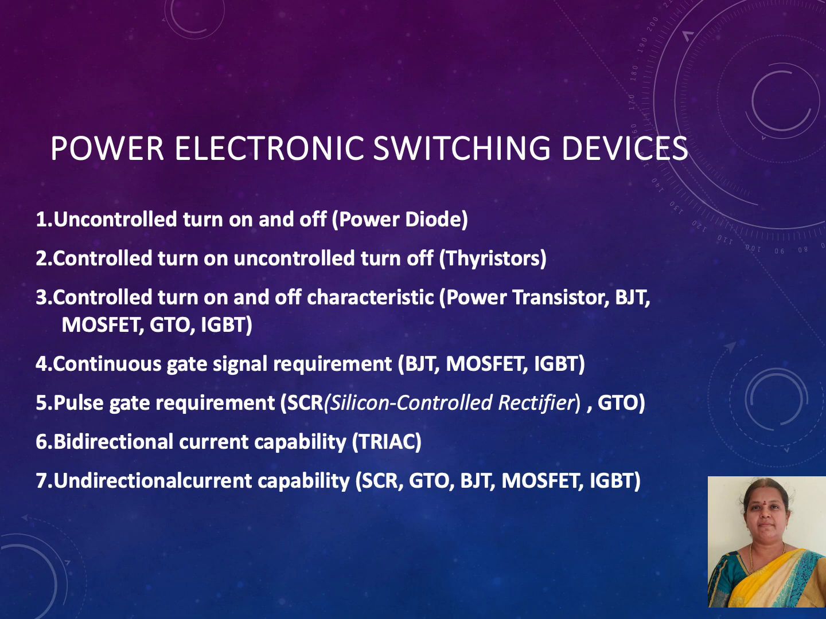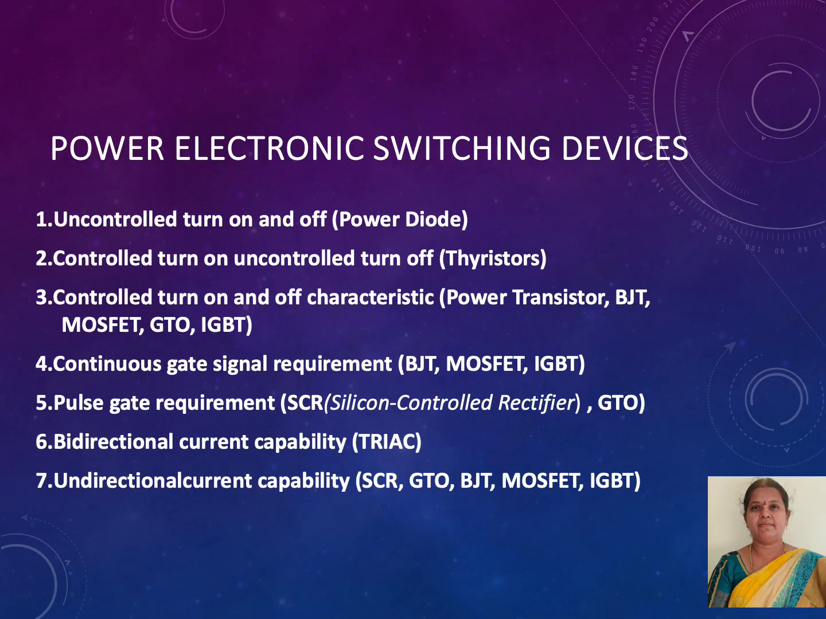Whereas for a thyristor, if you provide a gate pulse, it will be turned on, and turning off of a thyristor requires separate commutating circuits. So we can say controlled turn on and uncontrolled turn off for a thyristor. And devices like transistor, MOSFET, GTO, IGBT have both controlled turn on and turn off characteristics. That means as long as the input gate signal or base signal is there, the device will be on. Once the gate signal or base signal is removed, the device will be turned off.